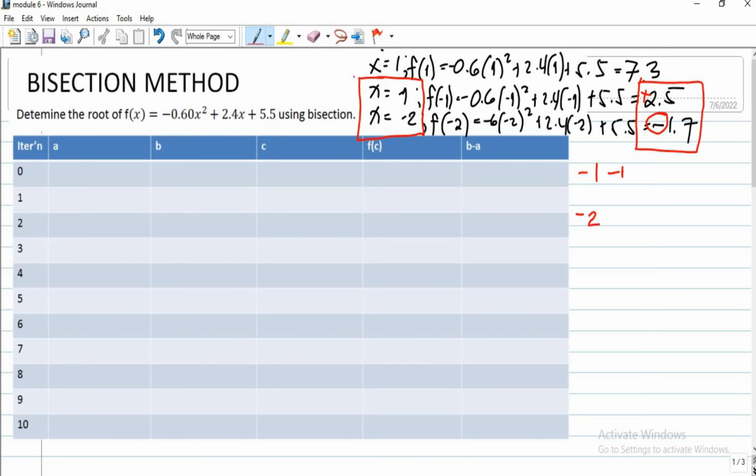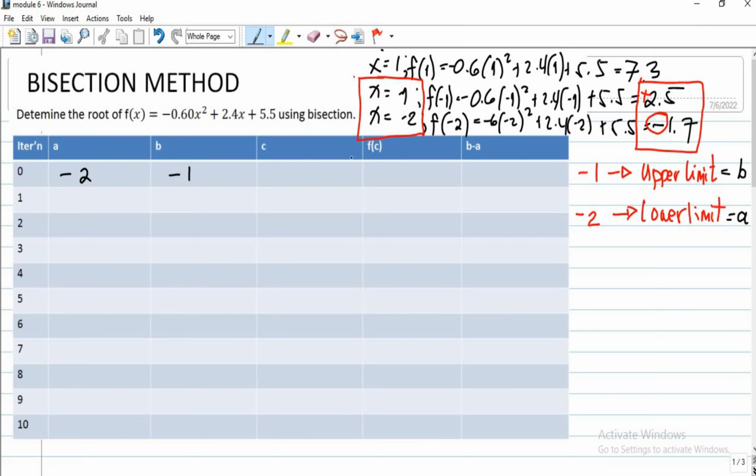Since negative 1 is higher than negative 2, this will become our upper limit. Itong negative 2 magiging lower limit. I'll name this as B, and I'll name this as A. Okay. So, lagay natin itong dalawang to, negative 1 and negative 2 dito sa ating table. Ang aking A ay negative 2. Ang aking B ay negative 1.